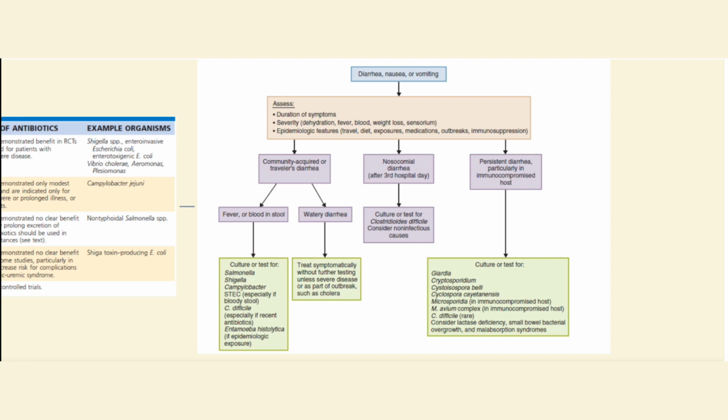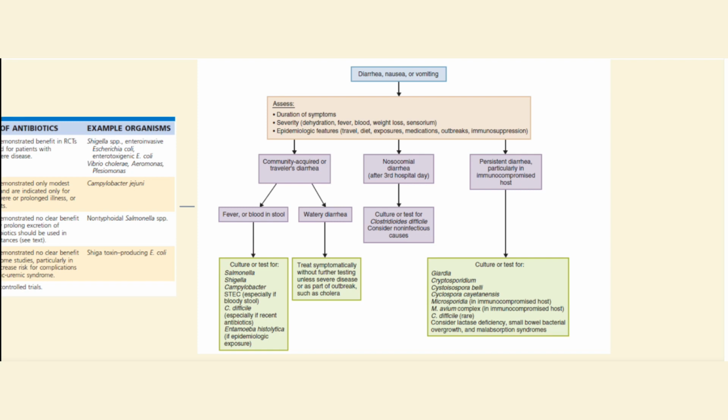For example, nosocomial diarrhea, which is after 3 days of hospital stay. We should always get cultures and test for the most common etiological factors like Clostridioid difficile or non-infectious causes. If we have an immunocompromised host with persistent diarrhea, we should culture or test for the most common factors like Giardia, Cryptosporidium, Cyclospora, Cystoisospora, and Mycobacterium avium complex.